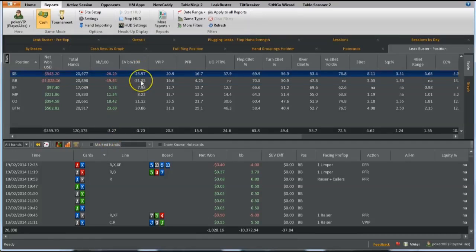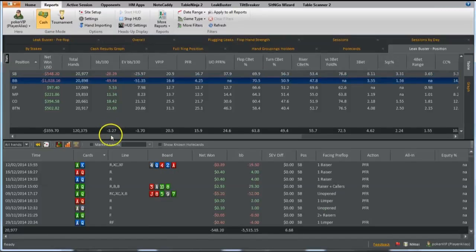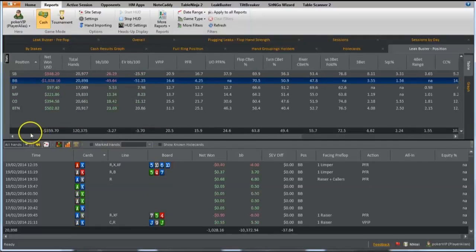So actually the blinds play here is going to be the difference between being a slight loser and a winning player. So if we fix our blind play, then we have probably a win rate of about 2 BB per 100.